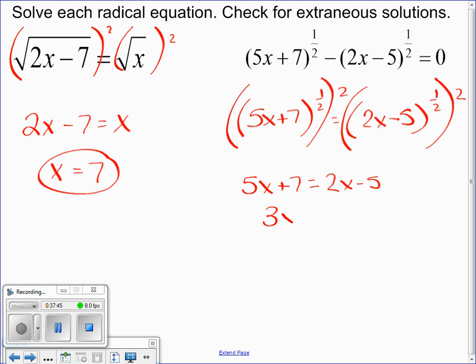So, 3x equals negative 12. X equals negative 4. Does it work? Did you check? Or are you just telling me yes to get me to stop talking? You're the only one who can tell.